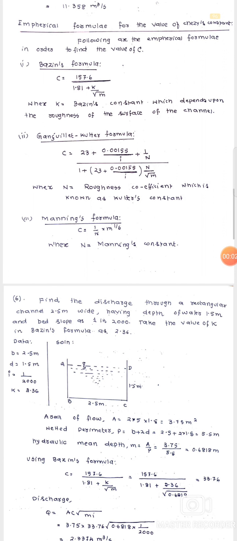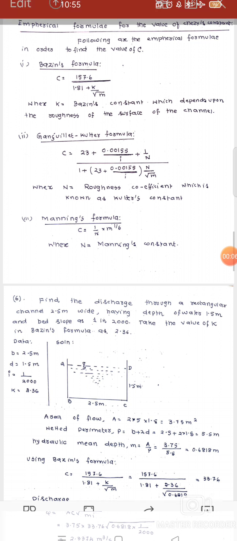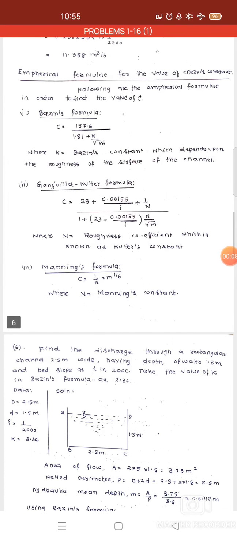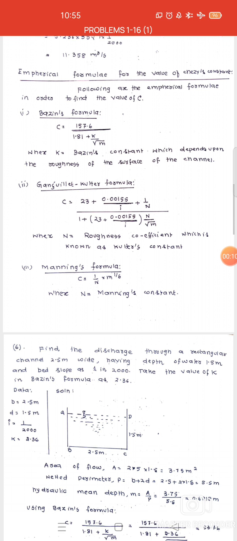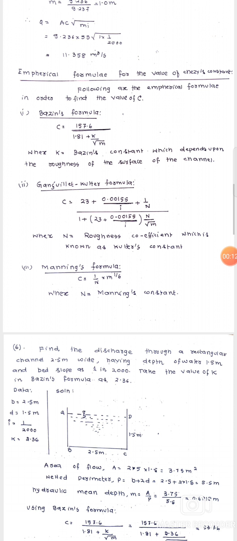Hi everyone. So now it is the continuation of uniform flow numericals. In the previous session we discussed the numericals on uniform flow, with cross sections of rectangle, trapezoidal and triangle. Now, sometimes the Chezy's constant will be given, and if it is not given then we have to use the empirical formulas that we discussed in the theoretical part.